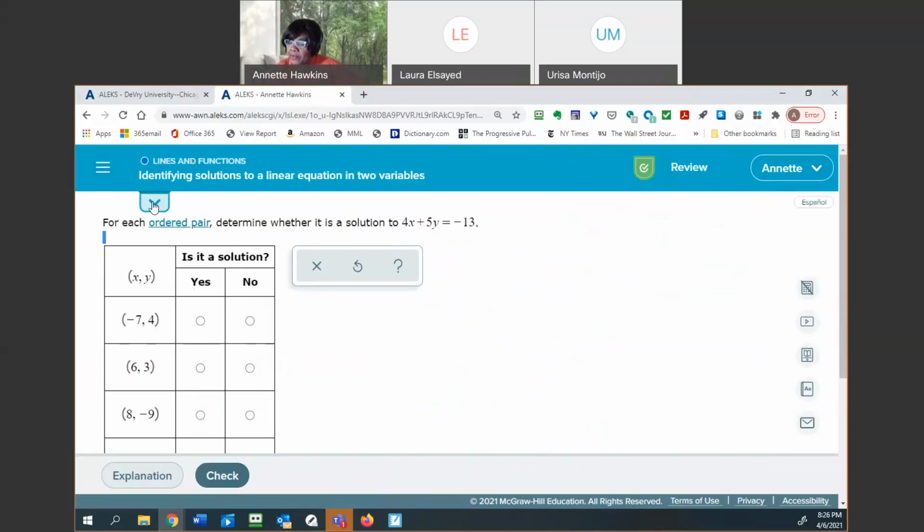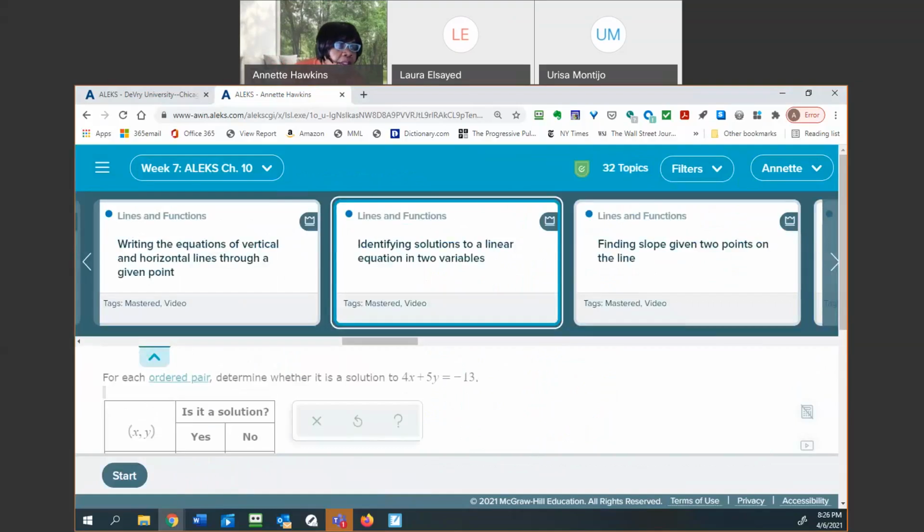Okay. All right. So now we want to find a solution to a linear equation. We identified a solution, so now we want to find a solution. So let's see.